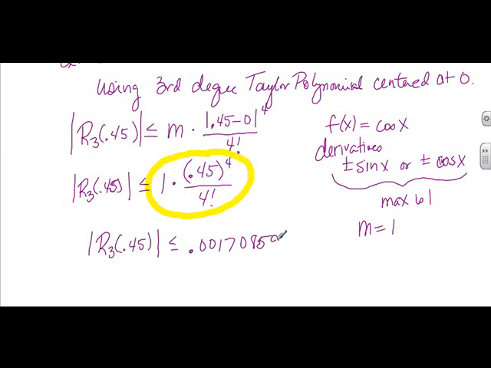The hard part of this is to come up with this value for M. With a sine or a cosine, it's pretty straightforward. With another type of function, you're just going to have to pick some number that you know is greater than all your derivatives.